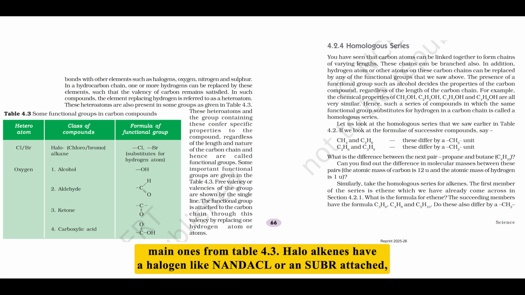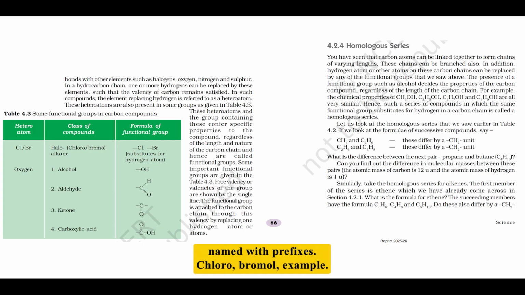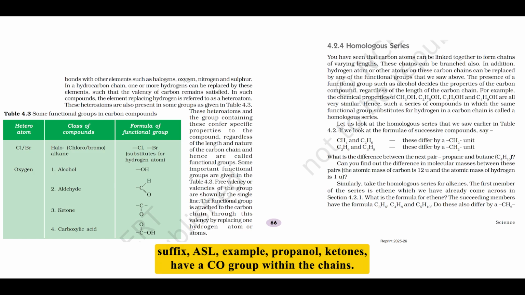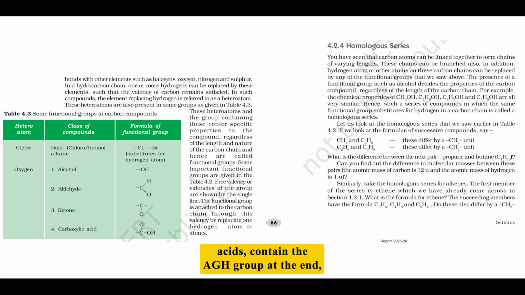Haloalkanes have a halogen, like -Cl or -Br, attached, named with prefixes chloro, bromo. Example, chloropropane. Alcohols contain the -OH hydroxyl group, named with suffix -ol. Example, propanol. Aldehydes have a -CHO group at the end of a chain. Suffix -al. Example, propanal. Ketones have a C=O group within the chain. Suffix -one. Example, propanone. Carboxylic acids contain the -COOH group at the end. Suffix -oic acid. Example, propanoic acid. Okay, so -Cl, -OH, -CHO, C=O, -COOH. These are the key functional groups dictating properties.